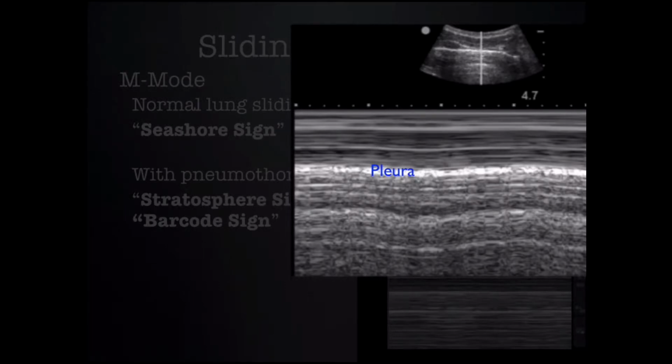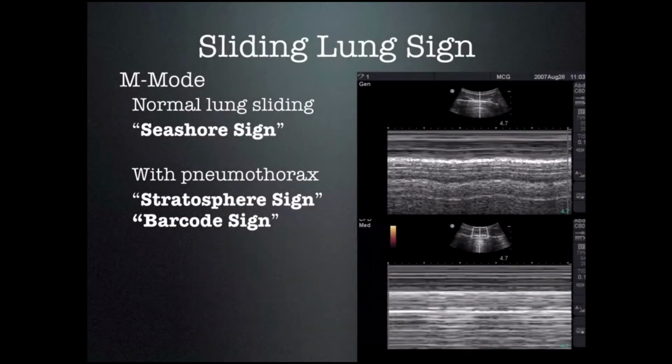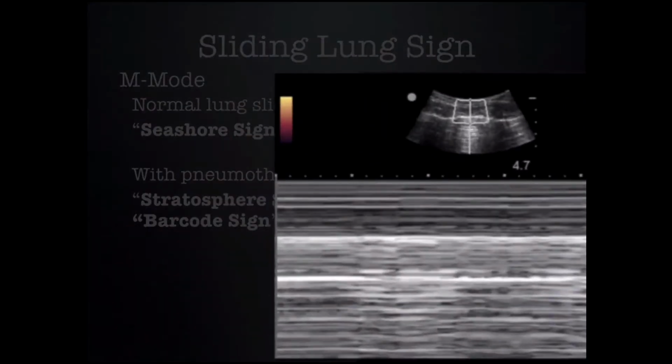the pleura is moving relative to one another, with the lungs moving in and out with respirations. This causes a very bright line at the pleural line, and then below it we see static or sand. This is called the seashore sign because it looks like waves coming into a sandy beach. If we look at the one below, this is a patient with a pneumothorax.